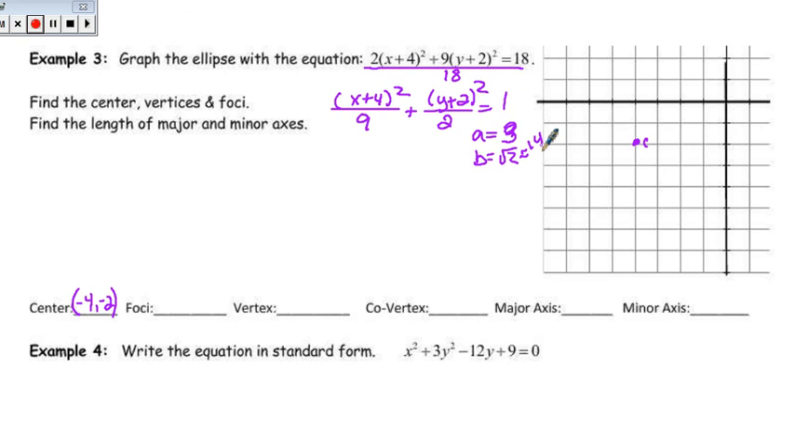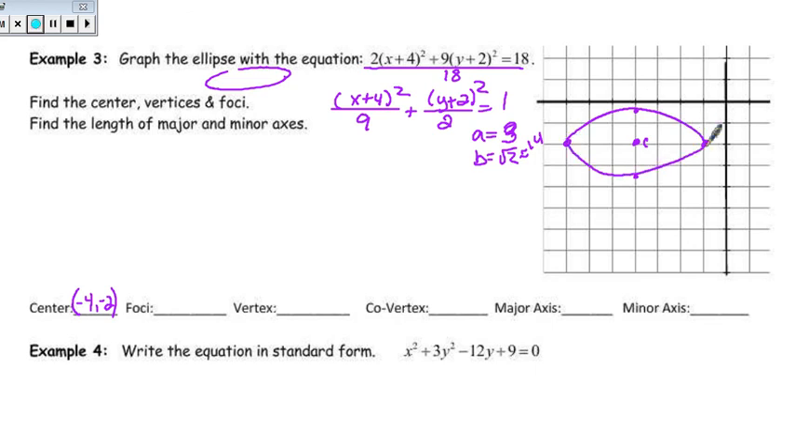So the bigger number is under the x, so this is definitely going to be a horizontal ellipse. I'm going to stretch this out 3 in each direction. 1, 2, 3. 1, 2, 3. So those are my vertices. And this is about 1.4. Again, anytime with fractions, guys, you just got to be in between the right two integers there. The graph's going to look something like this.